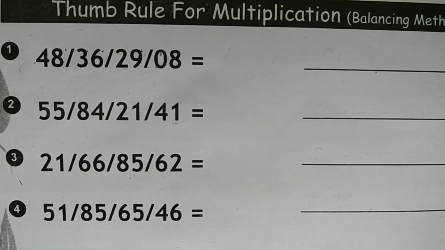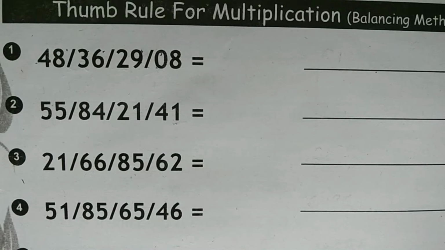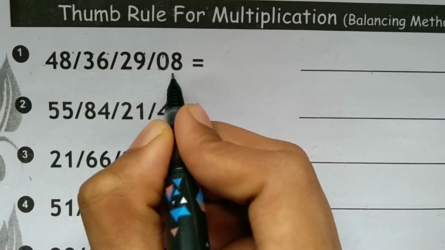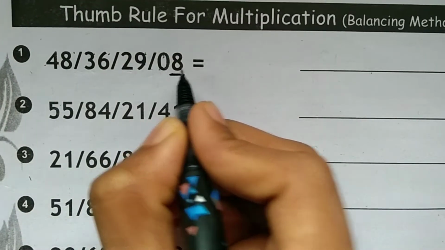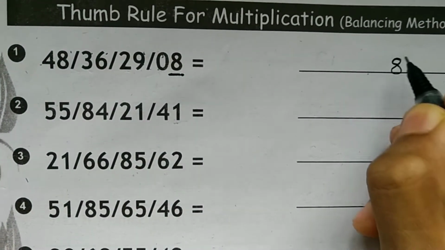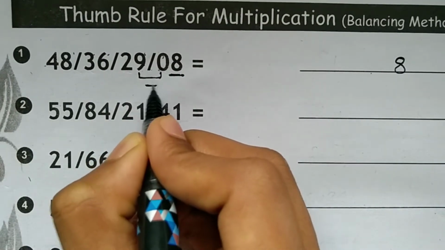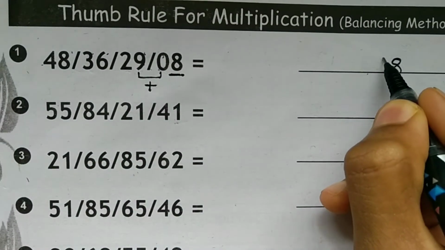Hello friends, in this video we see about thumb rule for multiplication. Let us take first one. First we write last digit as it is, that is 8. Next we add next two numbers 9 and 0, that is 9.